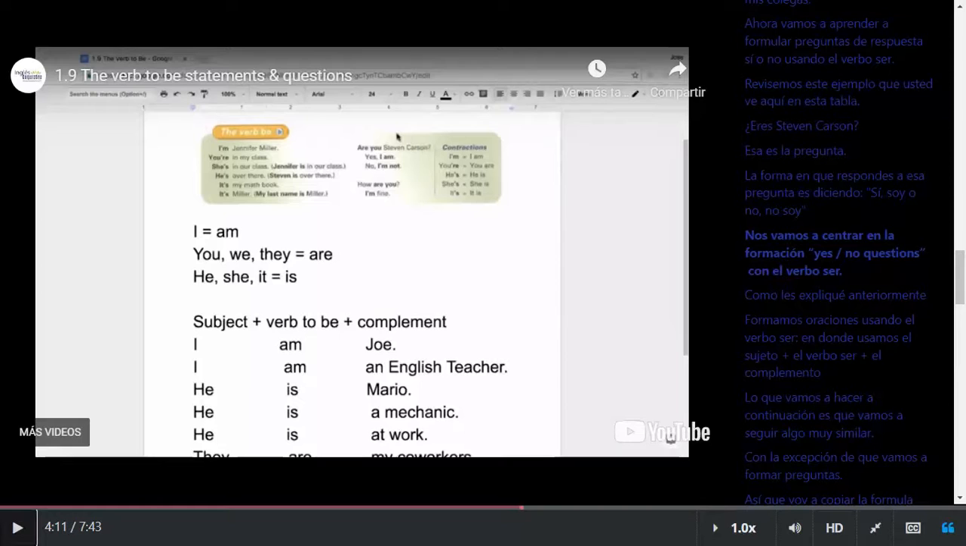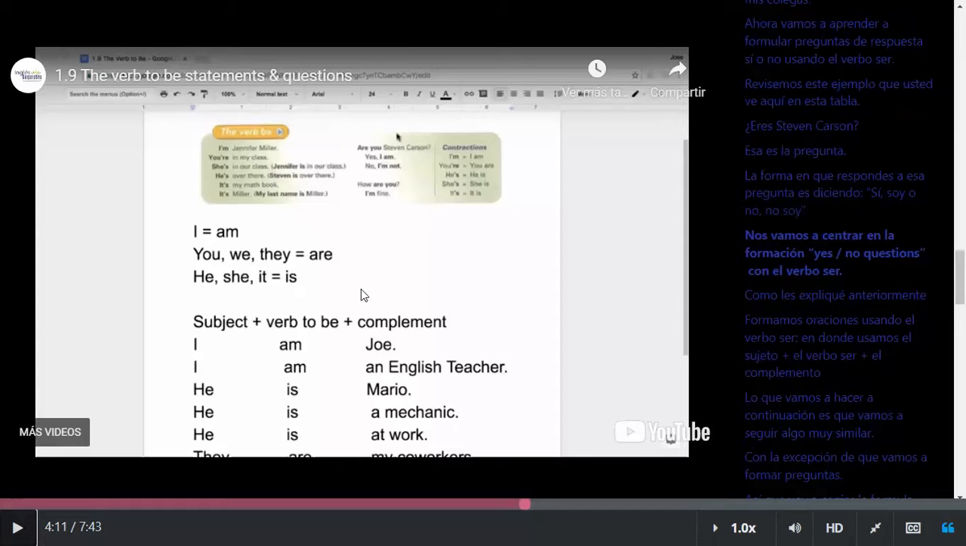Yes, she is my sister. Y puedo contractar ahí y decir, yes, she's? No, no se puede. Very good. Okay, what is the negative answer? No, she's not. ¿O puedo contractar esa parte? No, she isn't. Very good.